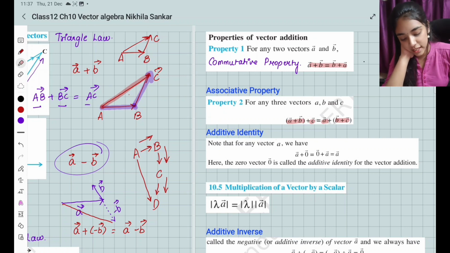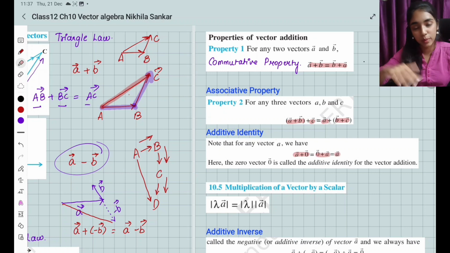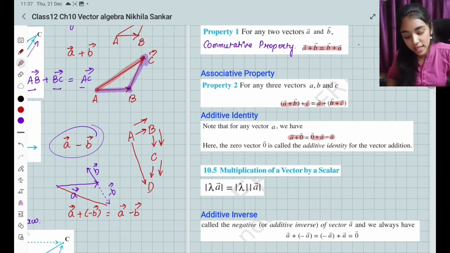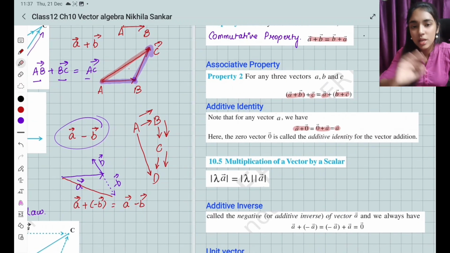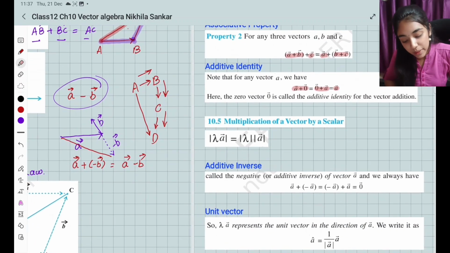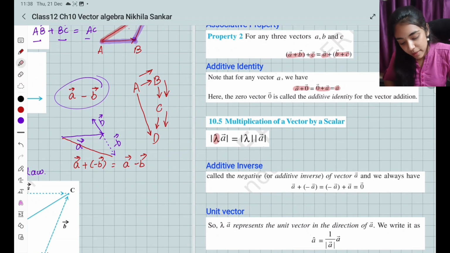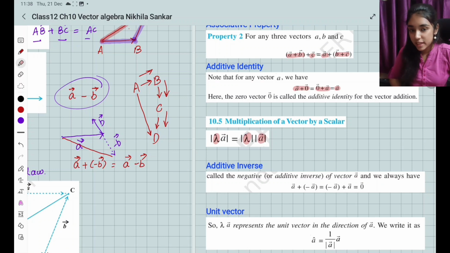Additive identity என்ன? To a vector A, when I add 0, I'm going to get back the same vector. அதேதான். To 0, when I add a vector, I'm going to get back the same vector itself. Okay, இது additive identity. 0 add பண்ணாலும் nothing changes. Now, multiplication of a vector na enna? When I multiply by lambda of a vector, the magnitude is going to be the magnitude of lambda times A vector. Okay, இதை நம்ம sum solve பண்ண you will understand.